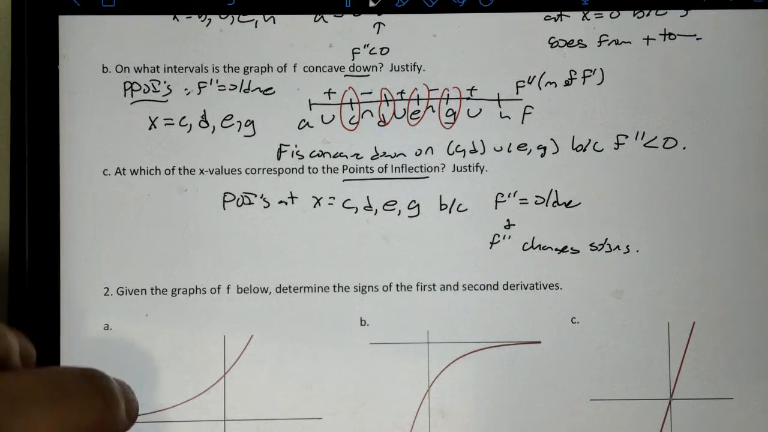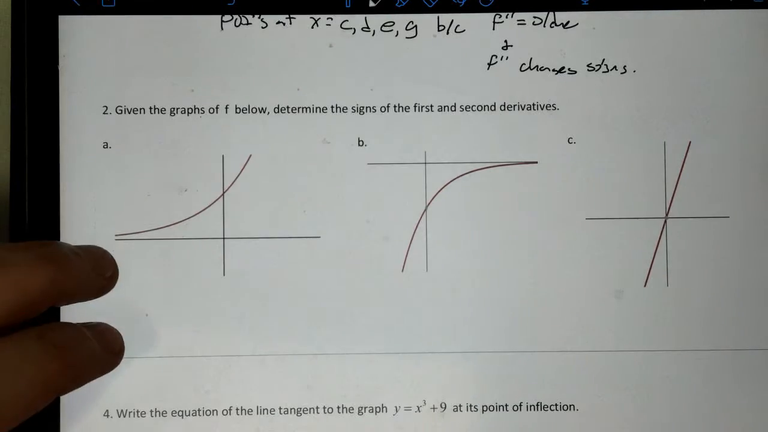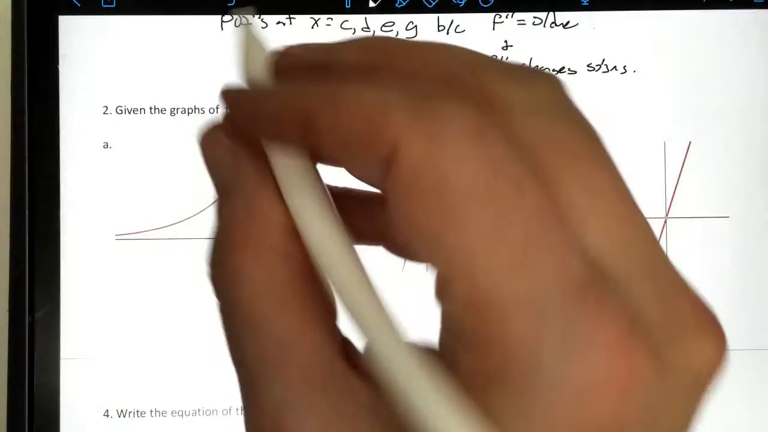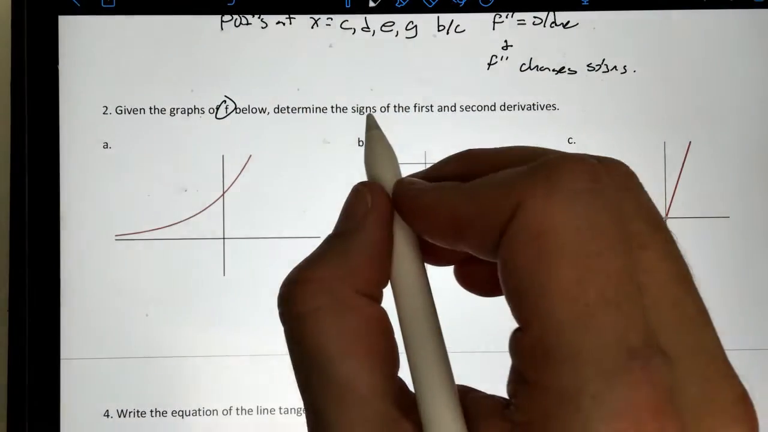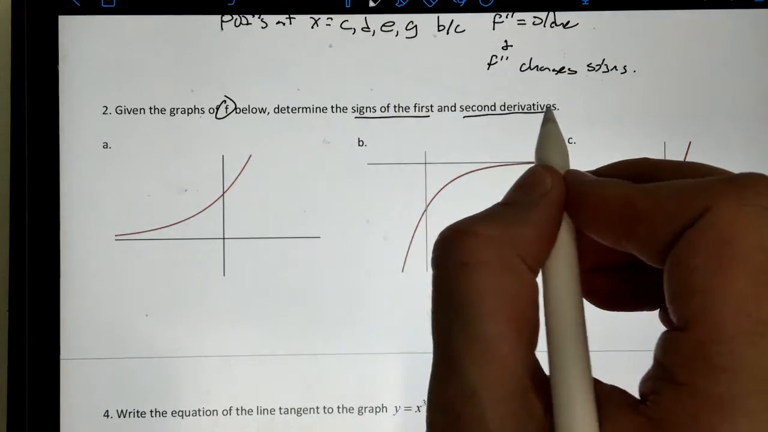All right, so part 2, that's question 2. Let's get out the review. So for question 2 here, they're giving us the graph of f. And this is a pretty easy question, very standard. We want to determine the signs of the first and second derivative.